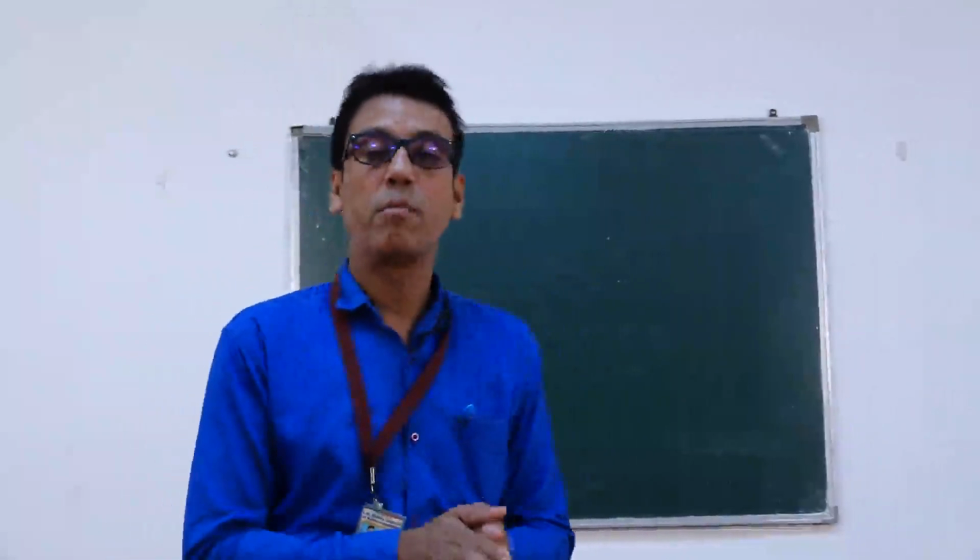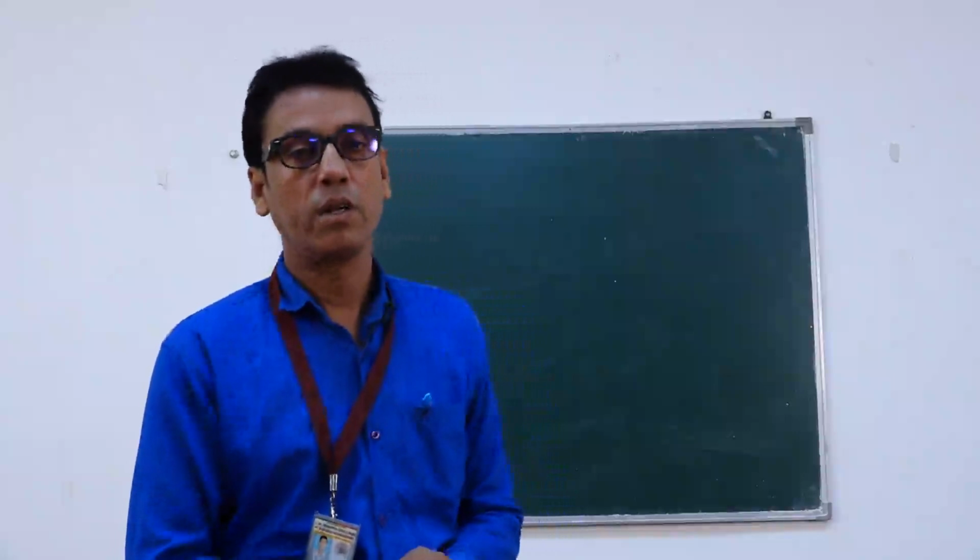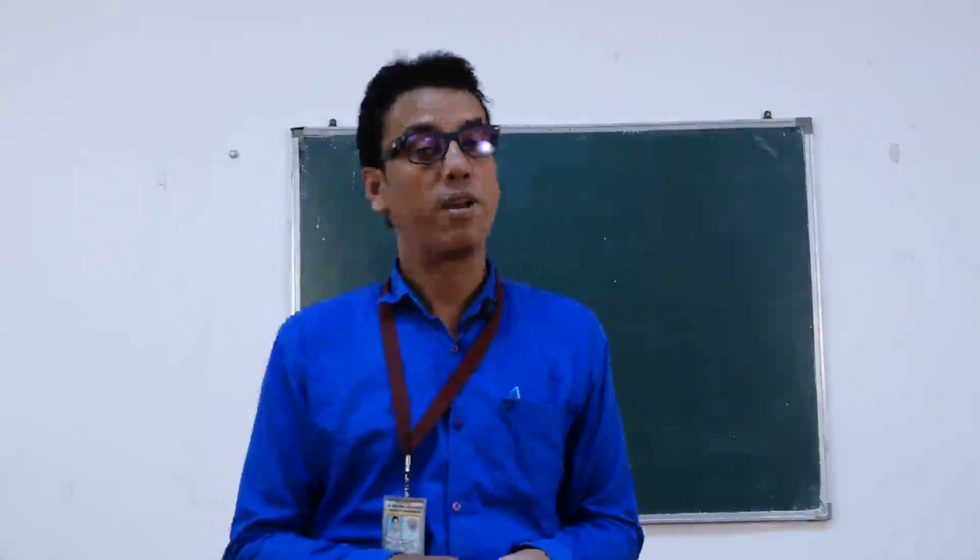Hello everyone. Today we are going to learn multiplexer. Multiplexer is a combinational circuit, and multiplexer has n selector lines, 2 to the power n device connection lines, and only one output line.